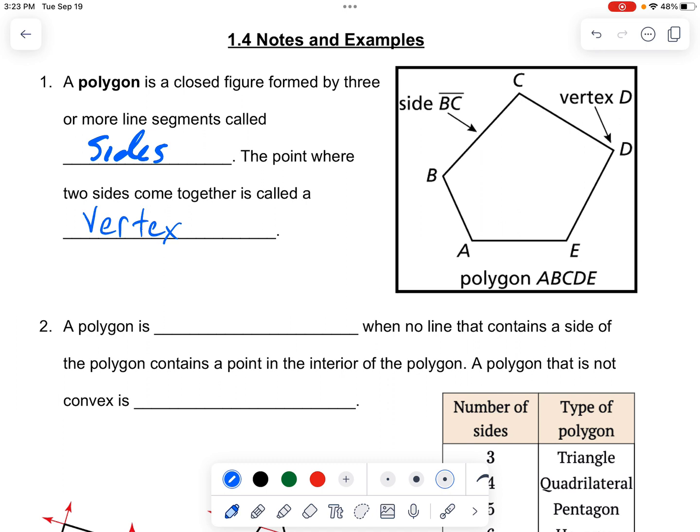So again, this is a closed figure, and if it was not a closed figure, it would look something like this. Notice how these 2 ends don't meet. That's what would be open, and we don't generally talk about figures that look like that, but we could.